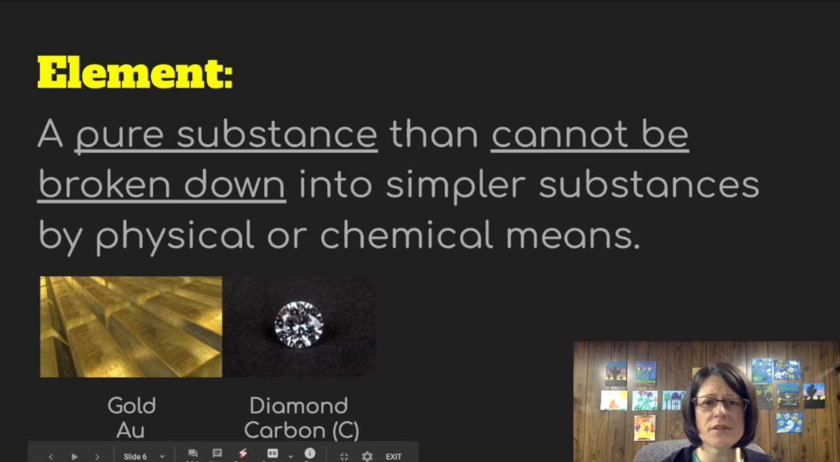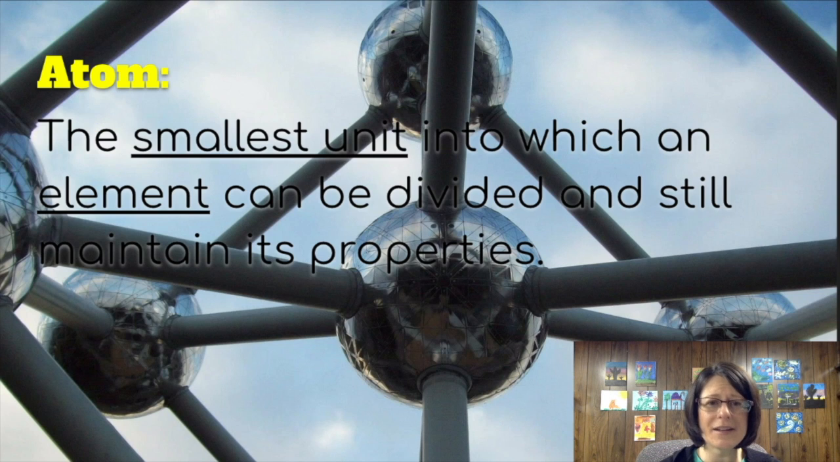An element is a pure substance that cannot be broken down into simpler substances by physical or chemical means. So, if we take a look here at my pictures that I showed you previously, those things that are elements are gold and diamond. Diamond is made out of carbon. And so these are elements. And elements are made up of smaller particles called atoms. This is the smallest unit into which an element can be divided and still maintain its properties.